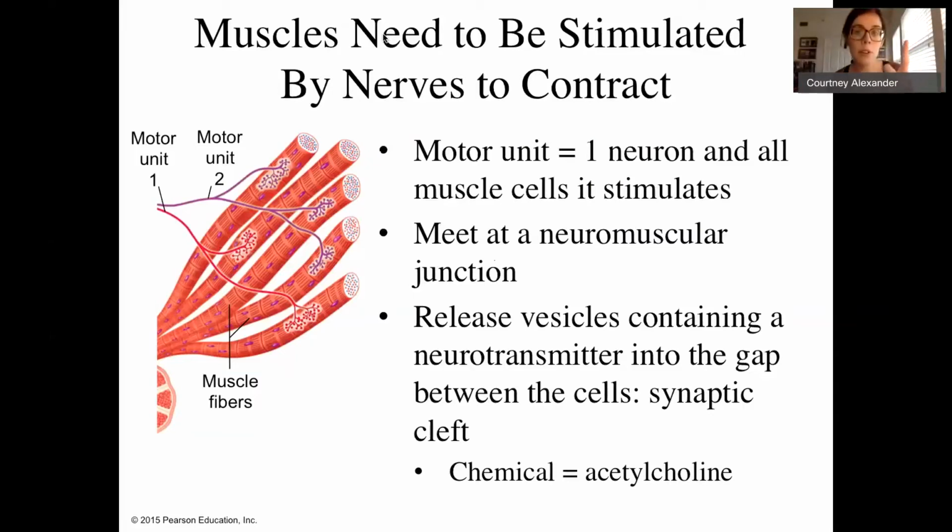Can you define a motor unit? Can you define a neuromuscular junction, a neurotransmitter, a synaptic cleft, and acetylcholine? So that's 5 keywords that we just covered. Write them down. Make sure you write down their definitions. Pause this video. Okay, we're going to keep going.